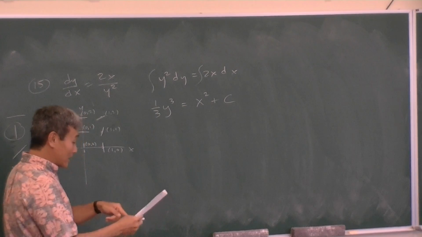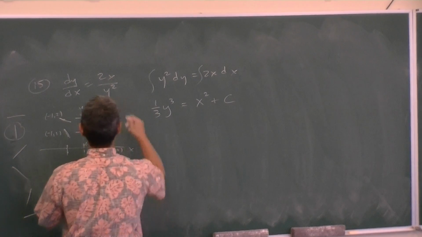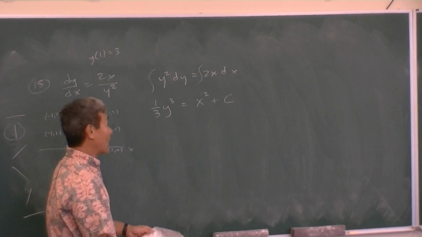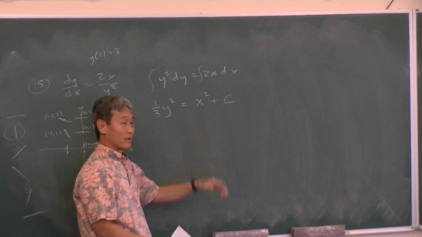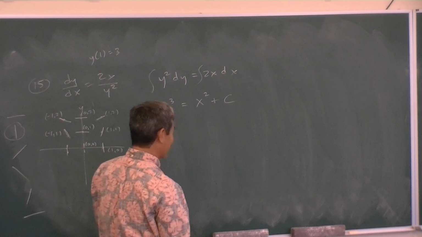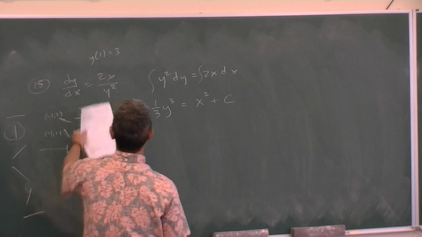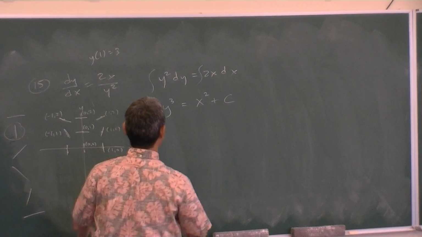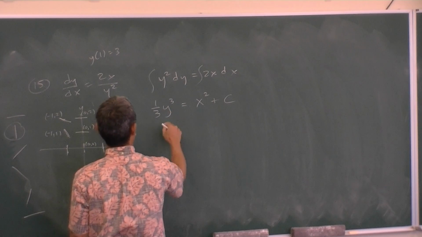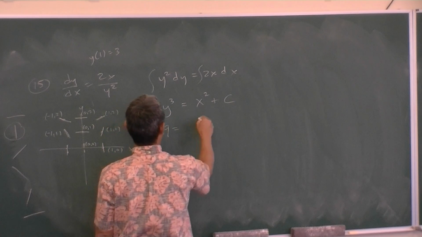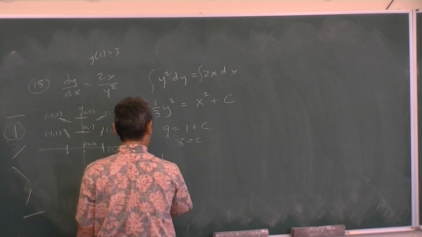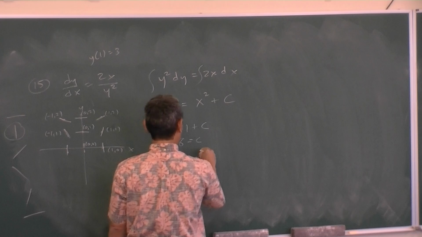But there is an initial condition. What do we use this initial condition for? To compute the value of c. Should I compute it now or wait till later? You do it right now, because I remember some of you waiting on a later step. So if I plug in 1 for x, y will be 3. Plug in 3 here: 27 times a third is 9, equals 1 squared plus c. c is 8. 1/3 y cubed equals x squared plus 8.